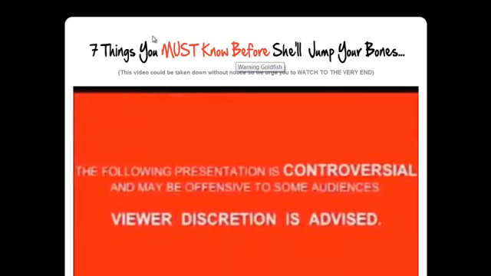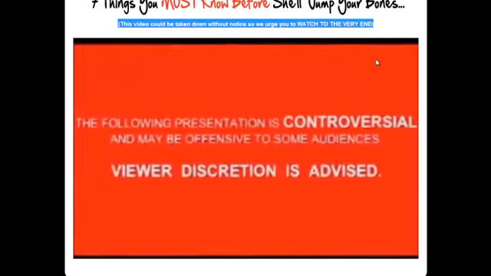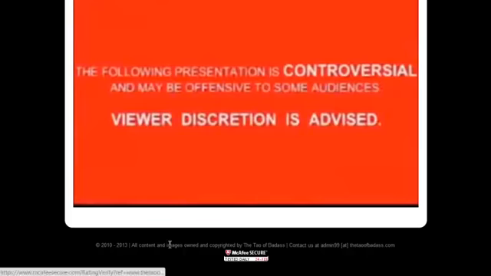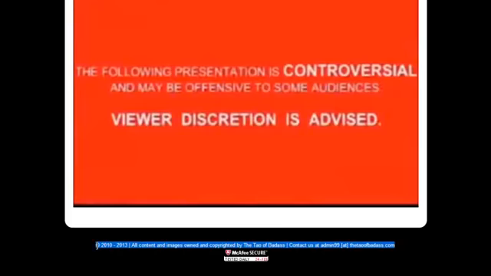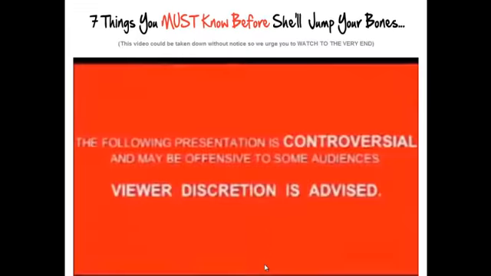So all you've got here is a very simple site design, and this is what I want you to notice. You've got a black background, you've got a headline, you've got a scarcity headline. So it's 7 things you must know before she'll jump your bones. I can't believe they're running with that headline, but whatever. Under that, this video could be taken down without notice, so we urge you to watch it to the very end. And we have a video, and then a copyright thing, which is just legal, copyright 2010, and then one trust seal. And this is from McAfee. It says McAfee Secure, tested daily, and it's got today's date on it, the 24th of February. So this is it. This is their entire sales page.